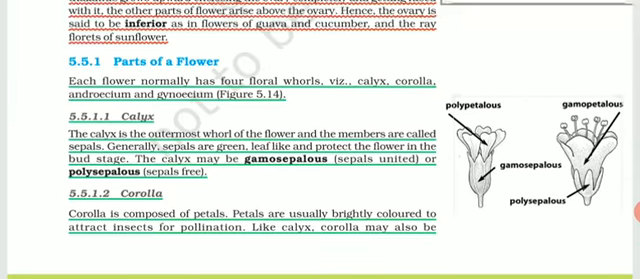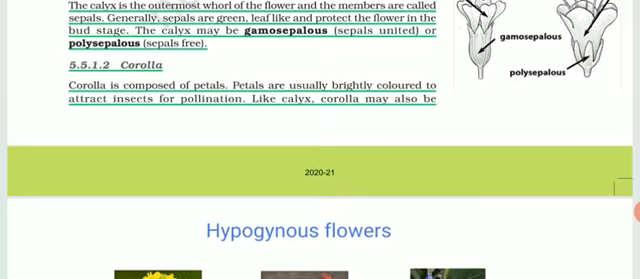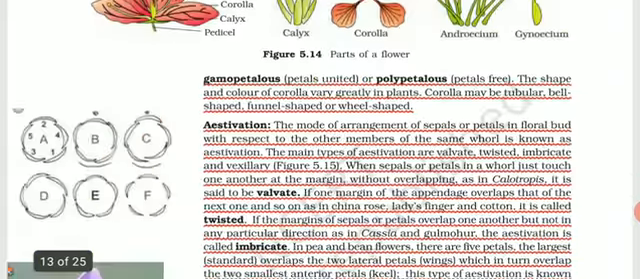Now come to the second part, that is the petals. Corolla is composed of various petals. Petals are beautifully colored so that they can attract insects. Similarly to the sepals, the petals can be either fused or free. If they are free, they are called polypetalous, and if they are fused or united, they are called gamopetalous.